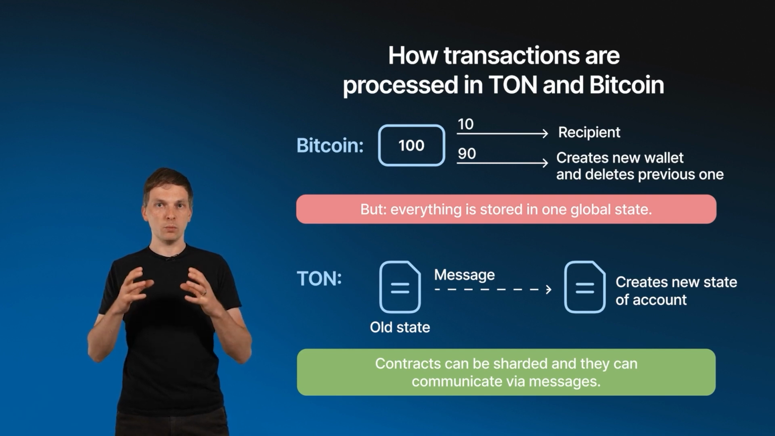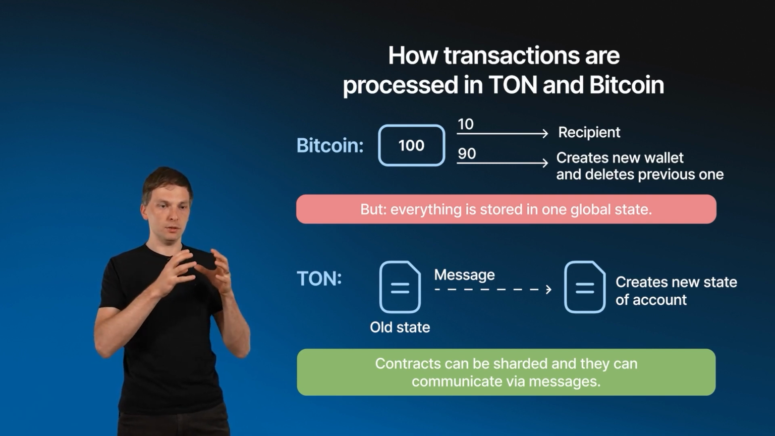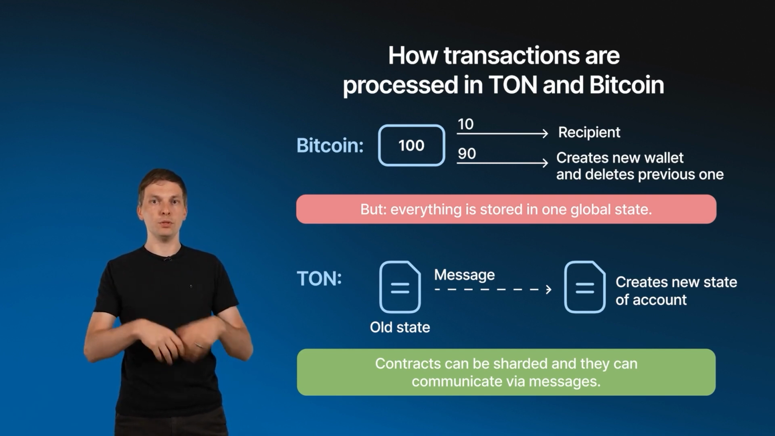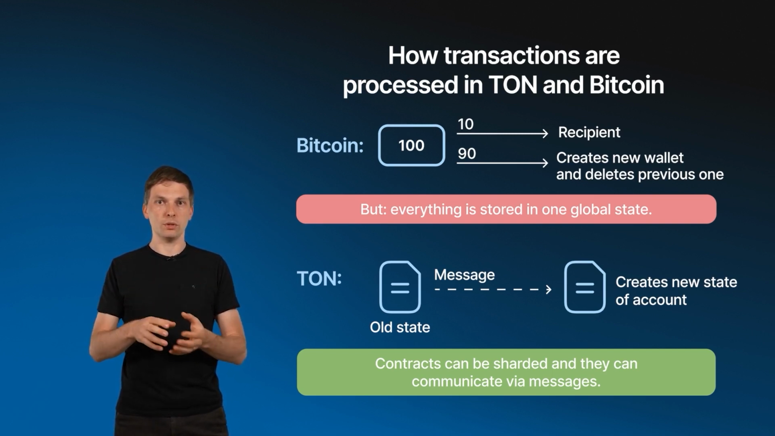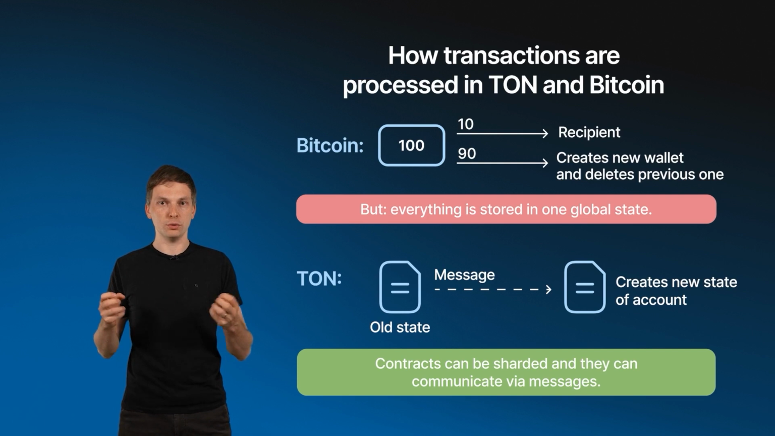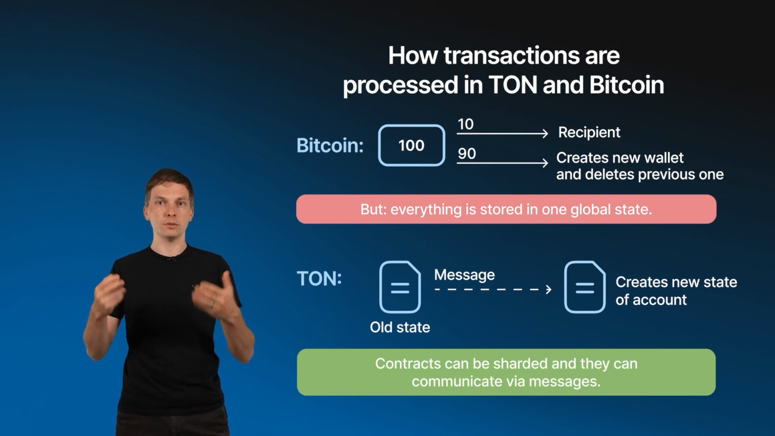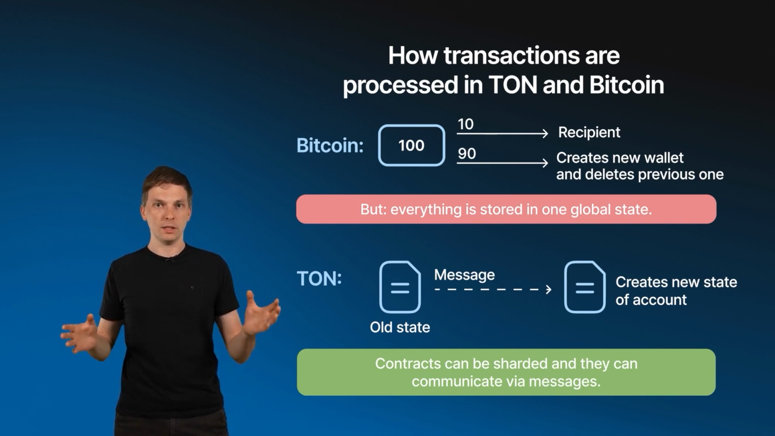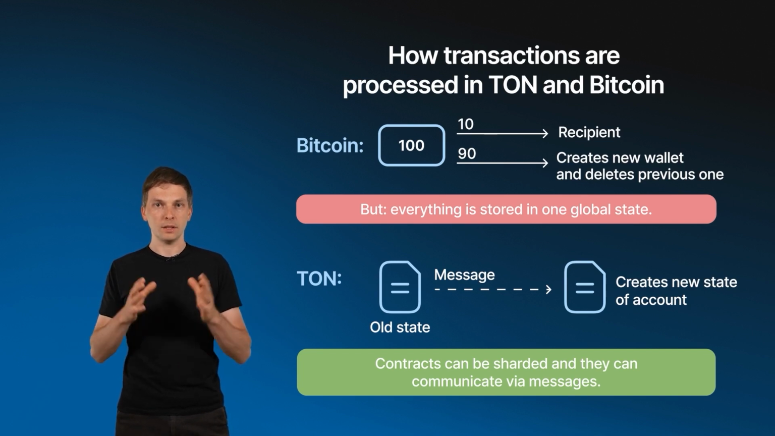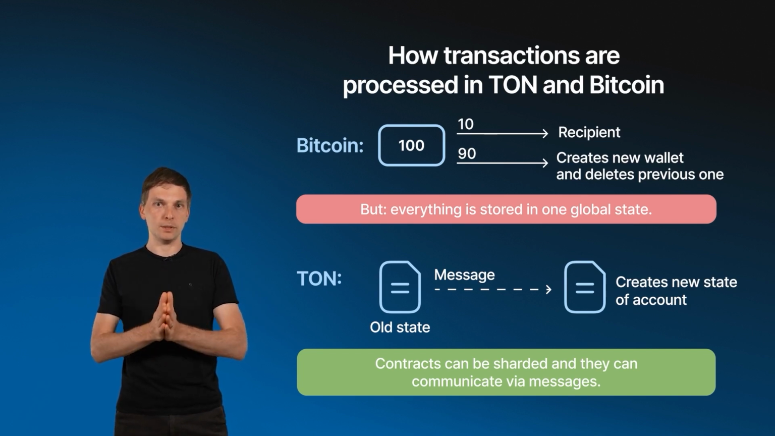And what a transaction does is it takes the input state of the contract and produces the new next state of the contract, which is recorded on the blockchain. And this is quite similar to Bitcoin, except in Ton, all those contracts could be sharded, and also they could communicate with each other, and those messages are routed by the system. While in Bitcoin, all the state of all the contracts is stored in one single global state of unspent outputs.